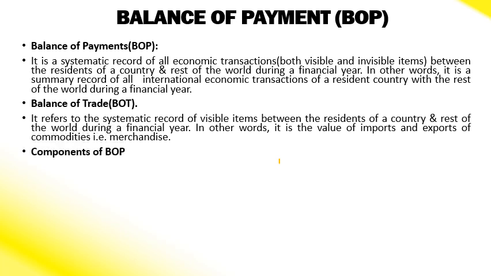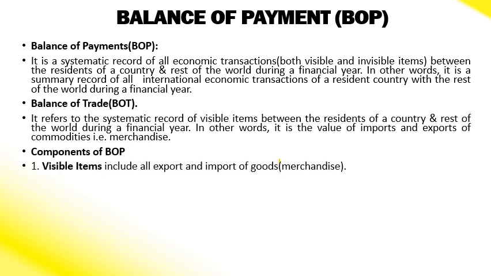Now next, what are the components of BOP? Since BOT is incomplete, we are not going to learn it anymore. We learn the details of BOP. So what are the different components of BOP? It includes the visible items, that is export and import of visible items. Visible items are also known by another term, merchandise. Merchandise means the visible goods. So one of the components of balance of payment is visible, both export and import of visible items, that is merchandise.